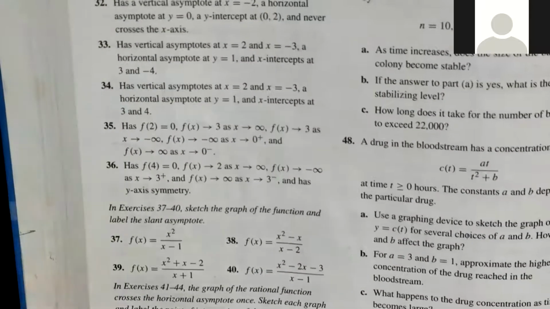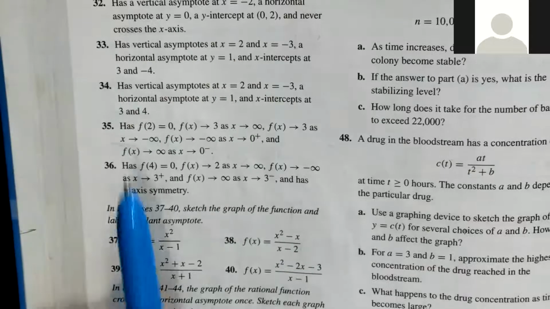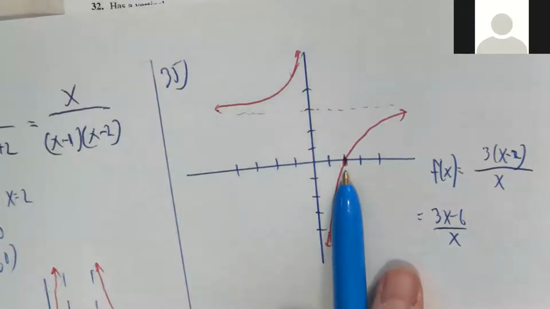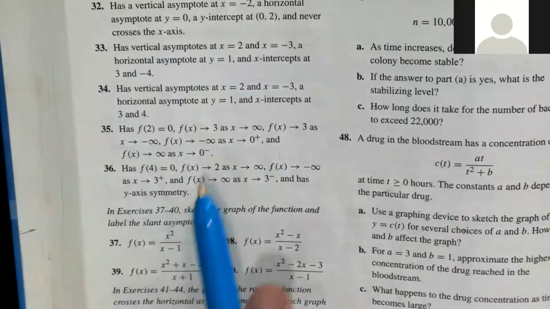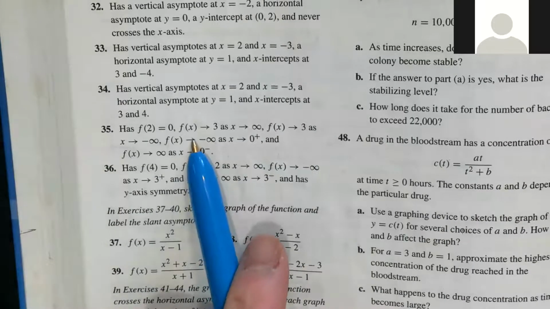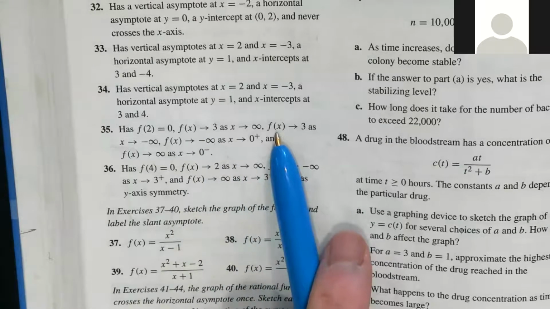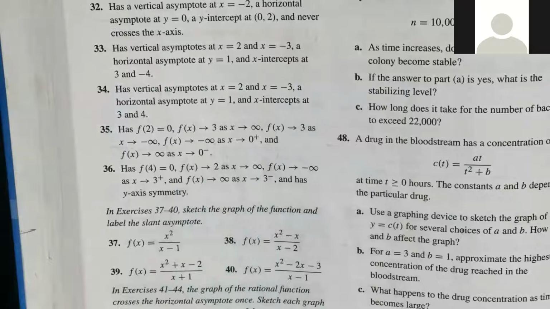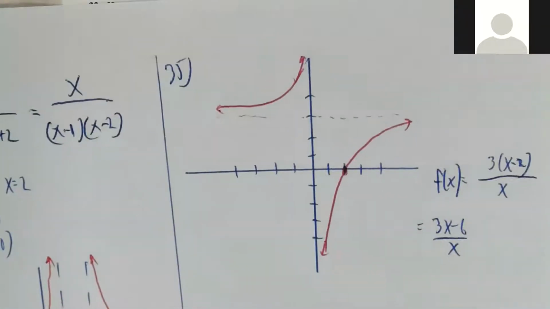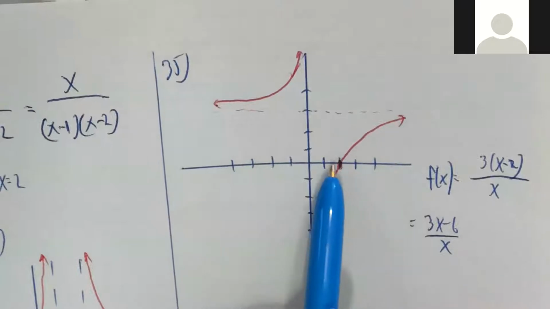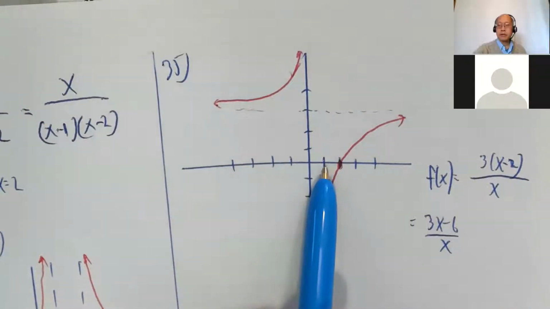Yeah, I think we were here. Number 35. F of 2 equals 0, so the point (2, 0). F of x approaches 3 as x approaches infinity. F of x approaches 3 as x approaches negative infinity. So when I go way out to either the left or the right, I go like so, right?